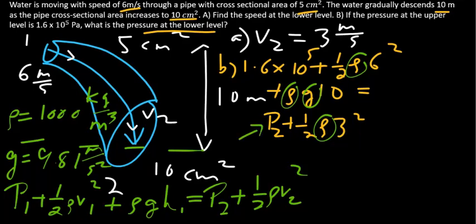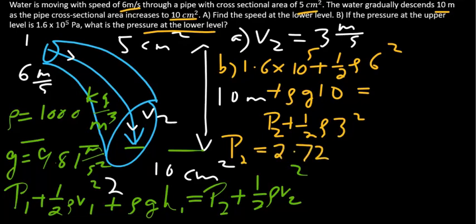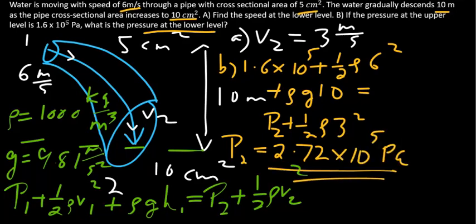And if you do that, P2 turns out to be 2.72 times 10 to the power 5 Pascal. And that is the answer.